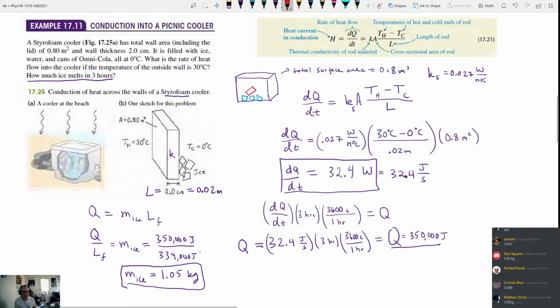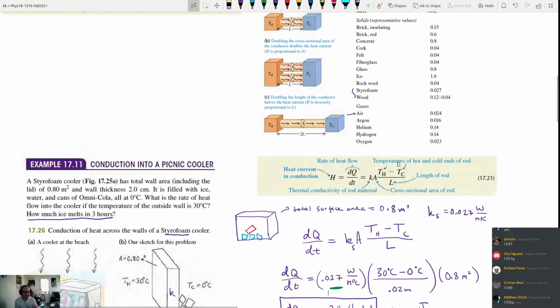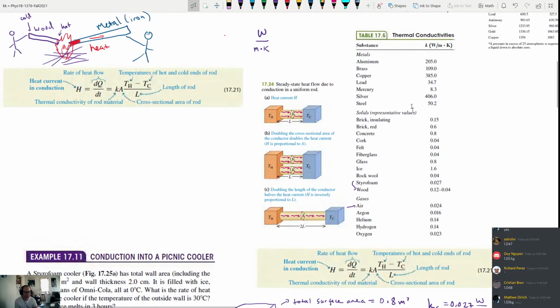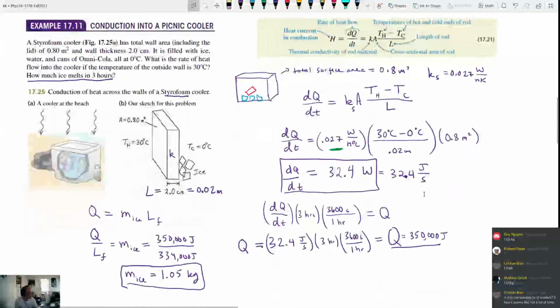And why is it slow? Well, because of this number right here. If we replace our cooler with a metal box or something like that, then the amount of ice that melts is going to go way up, because this quantity is the main thing slowing things down. This is the conductivity of the styrofoam. If you look at something like brass, which has a conductivity of 100, it's a lot faster. I don't immediately see how much faster, but it's a lot faster.